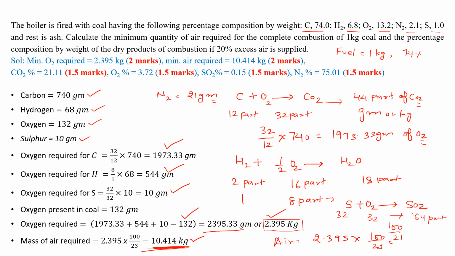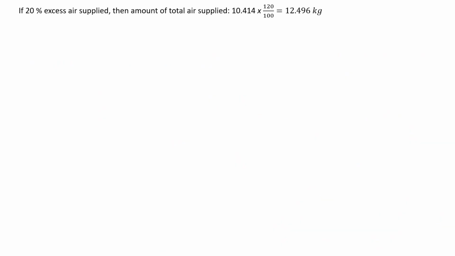But in the question, it is given that we have supplied 20% excess air. Then we have to calculate the dry product weight. First we will calculate the amount of air we have supplied. With 20% excess air, the original value of 10.414 kg into 120 by 100 gives 12.496 kg of air. This is the total air we have supplied in terms of 20% excess air.